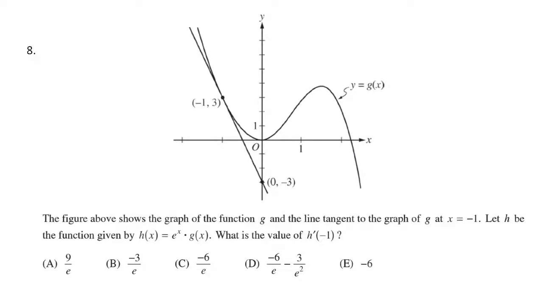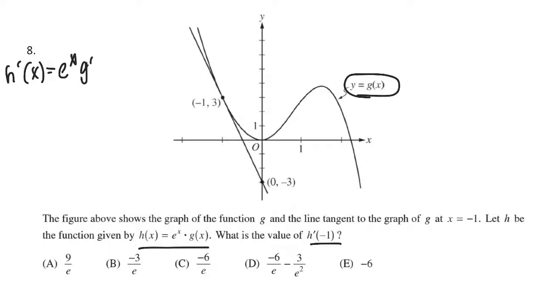Okay, the very last problem. We're given a graph of g of x, and we need to find h at x is defined here, and we need to find h prime at x, not h of x. So let's see, what would h prime at x even look like? Well, we need the product rule. So we have the first times the derivative of the second plus the second times the derivative of the first.